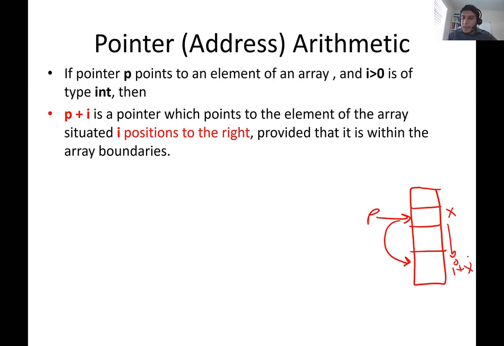And this i plus x, how would the compiler or the C language know which element it is if you only have this address? We said last time, because the C compiler knows, based on the array type, the size of each element. And based on this, it jumps over elements, as we will see right now.